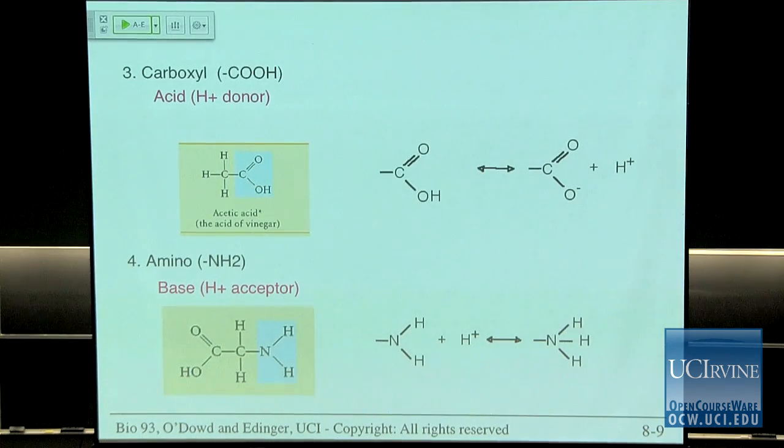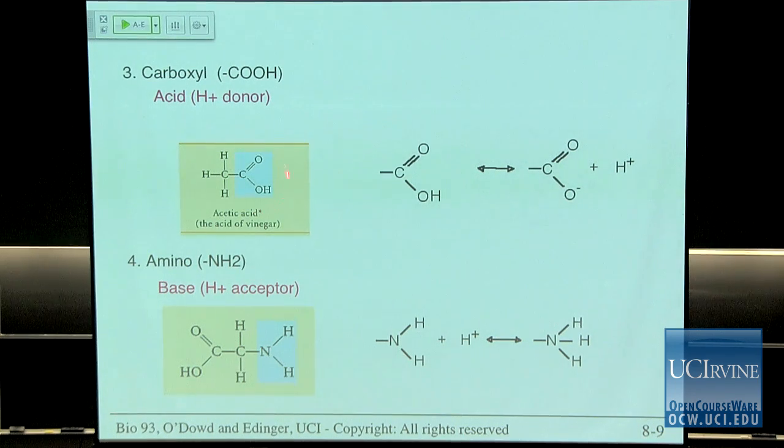We also have carboxyl, which is the third group. This is an acidic group. We have carbon shown here with a double bond to oxygen and a bond here to OH. This group is able to donate a hydrogen ion to solution, and so it's called an acidic group, because we know when we increase the free hydrogen ion concentration in solution, we make the solution more acidic.